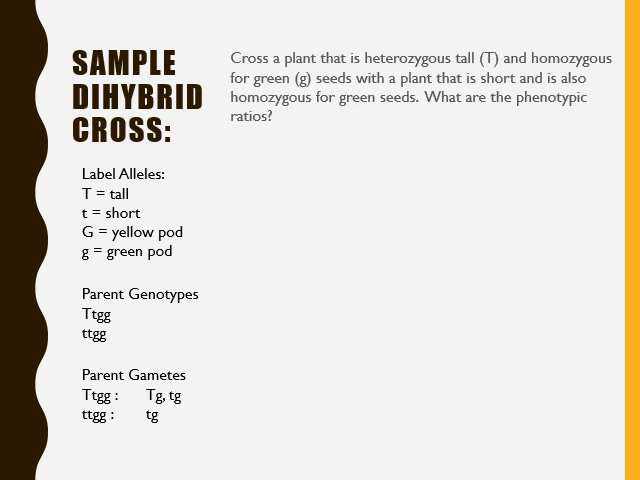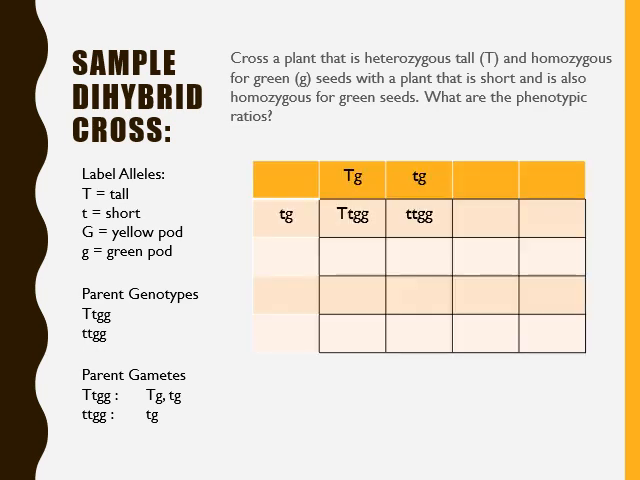Between little t and little t, the only possible choice you get is little t. For the little g, the only choice you get is little g. So there's only one possible gamete that it will produce: little t, little g. You put them into a Punnett square, and you find quite easily you've got one that is big T, little t, little g, little g, and one that is little t, little t, little g, little g.